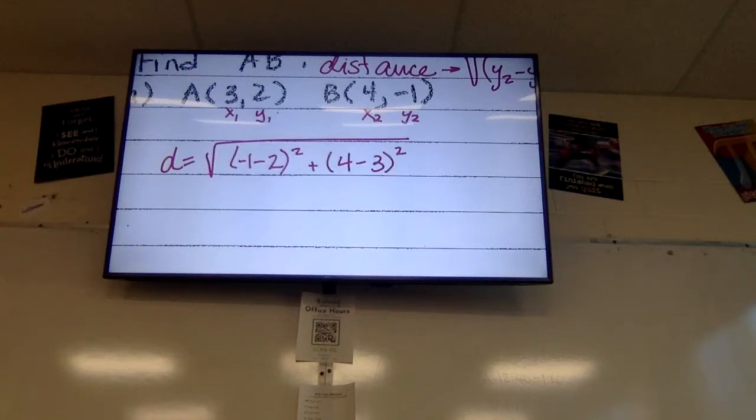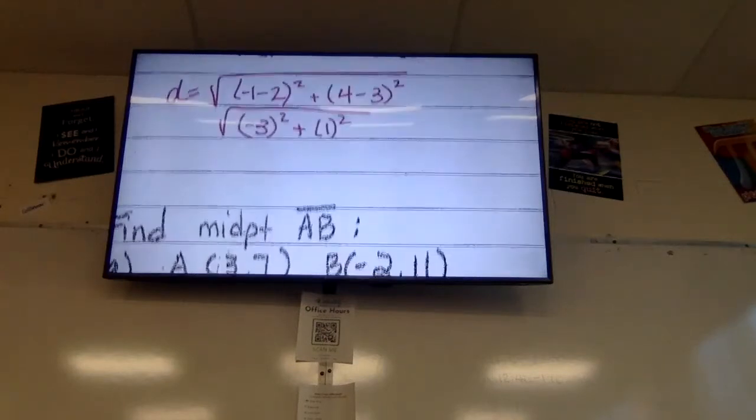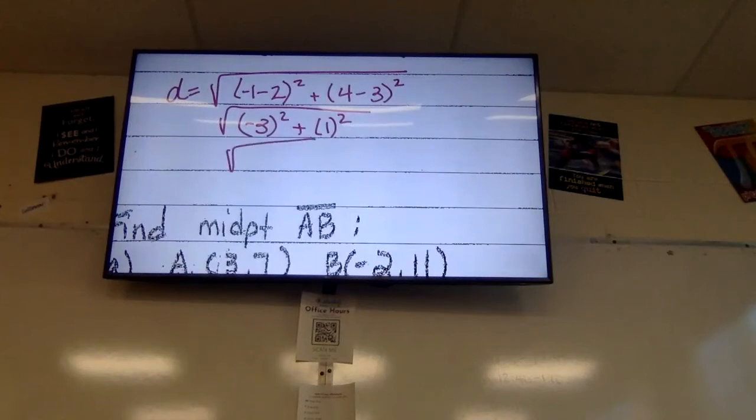Again, you can do your x's first. You may have them in different orders than me. Because we're squaring it and because we're adding it, you should still get the same answer as long as you kept all the signs' integrity. So I've got negative 1 plus negative 2, which is negative 3 squared. And then 4 minus 3 is 1 squared. We know negative 3 squared is 9, 1 squared is 1, so I get radical 10.